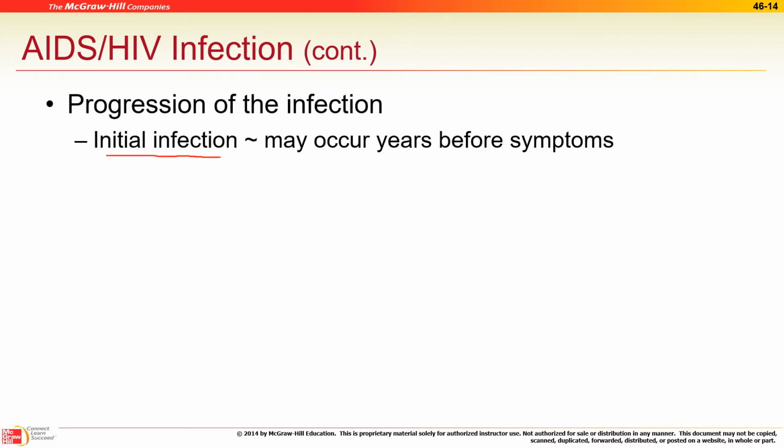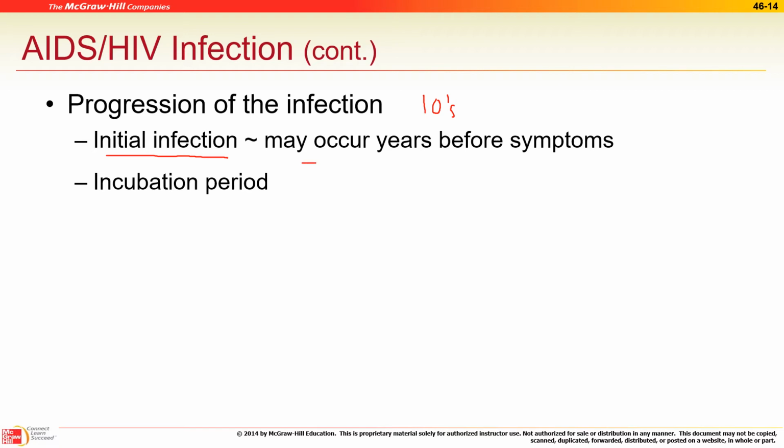Initial infection. So this can stay hidden not for years but decades. 10 years, 20, some people even 30 years after exposure, the virus will then finally express itself. So that's the incubation period.